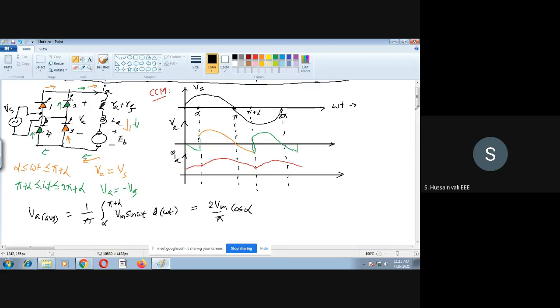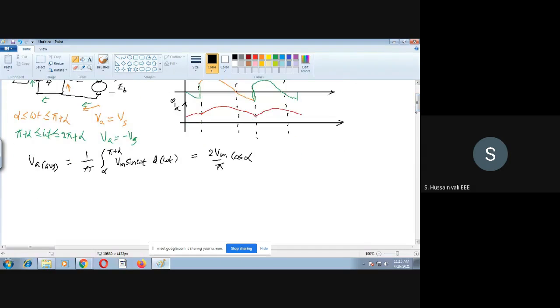Now as in the case of the motor, we know one more equation for VA, that is EB plus IARA. So what is EB in case of the DC series motor? You please recall, then you'll find out this equation. So this is EB plus IARA, that is equal to 2 Vm by pi into cos alpha. This is what we got. We can simplify this further.